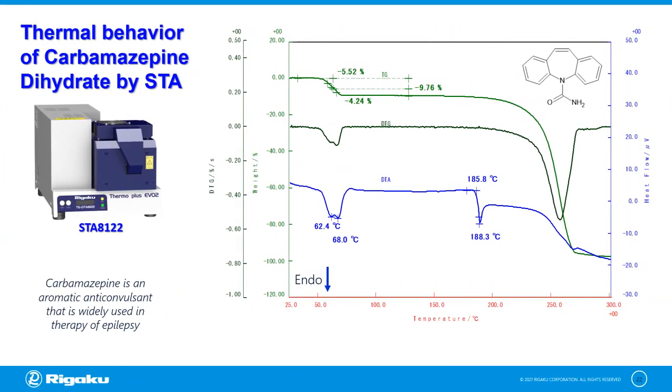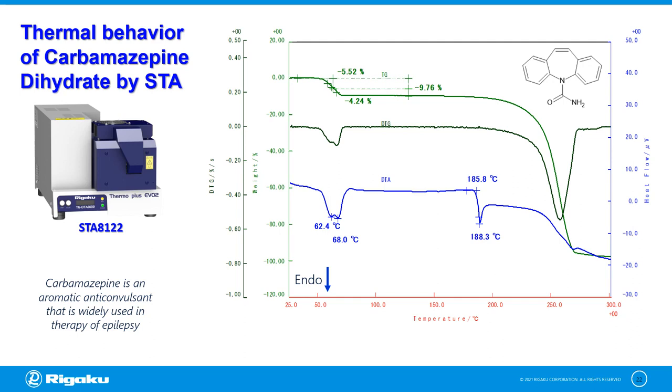The TG method is an excellent tool for compositional analysis. It is through this method that we are able to not only quantify the amount of water present in the material, but also obtain information on the dehydration temperature as well as the dehydration behavior of a material. Here is an application of the thermal behavior of carbamazepine dihydrate by STA. This was measured from room temperature up to 300 degrees centigrade.